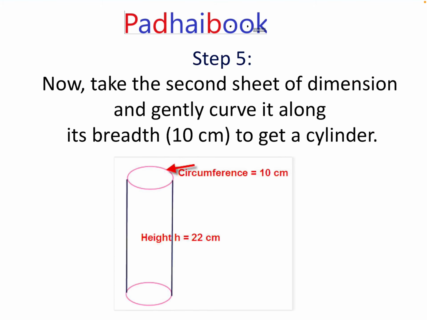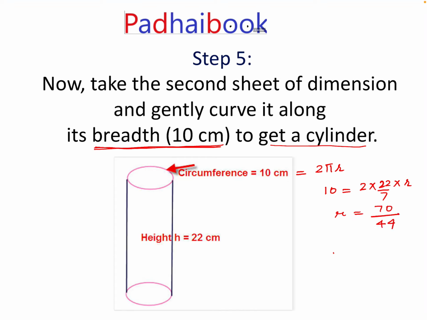In the next step, we are going to take the second sheet of the same dimension and curve it along its breadth. And we know that the breadth was 10 centimeter in order to get a cylinder. Now here in this case, again, circumference will be equal to 10. So from here we are going to find the radius. This is 22 by 7 into r. So here r is equal to 70 upon 44. Right? And my height will be 22 centimeter.